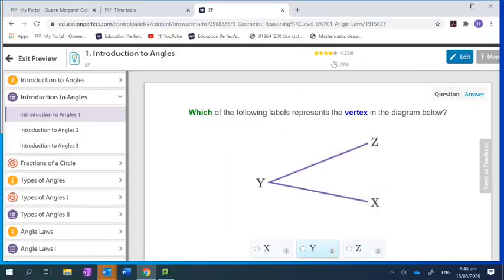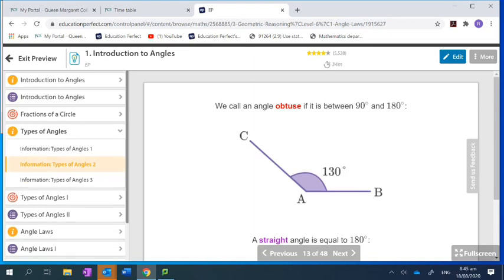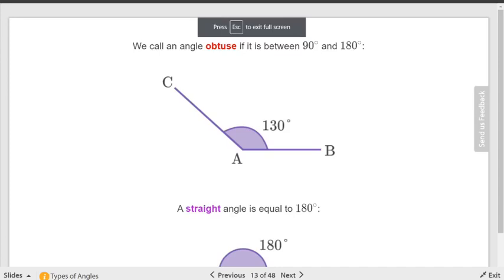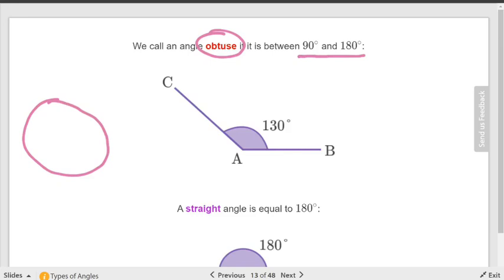Now, angles are classified by their measurements, and there are several of them that we're going to look at. And the first one they look at is something called an obtuse angle. An obtuse angle is an angle between 90 and 180 degrees. 90 degrees is a very special angle.